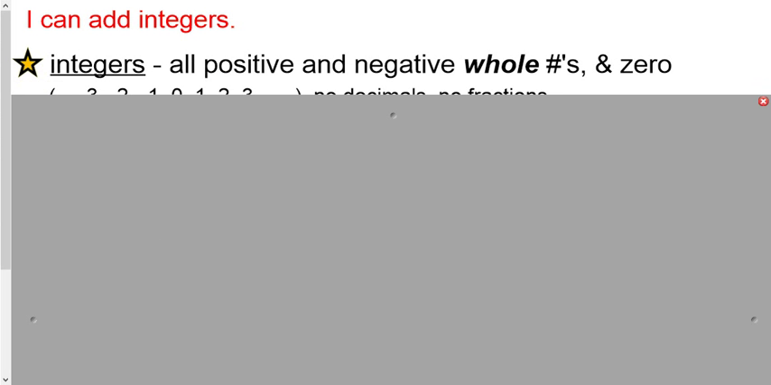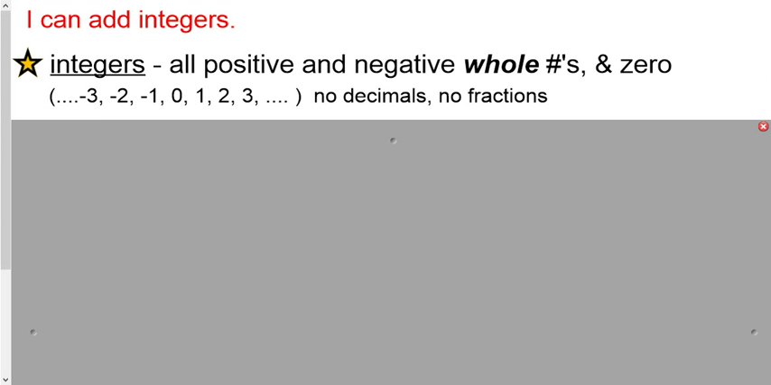Today I'm going to teach you how to add integers. What are integers? Quite frankly, they're just all the positive and negative whole numbers and zero. Zero can be an integer also. If you're looking for an easy way to try and remember what integers are, think of it like this. They are not fractions, they are not decimals. So the only thing that you're left with basically are positive and negative numbers, whole numbers, and zero.